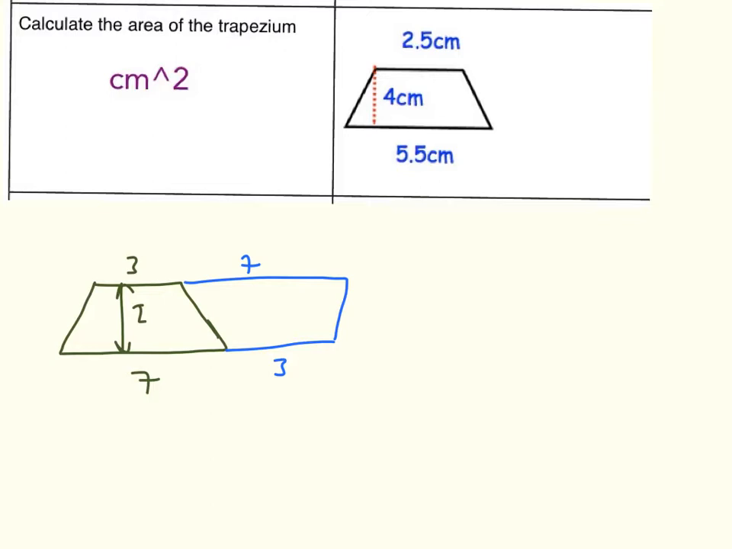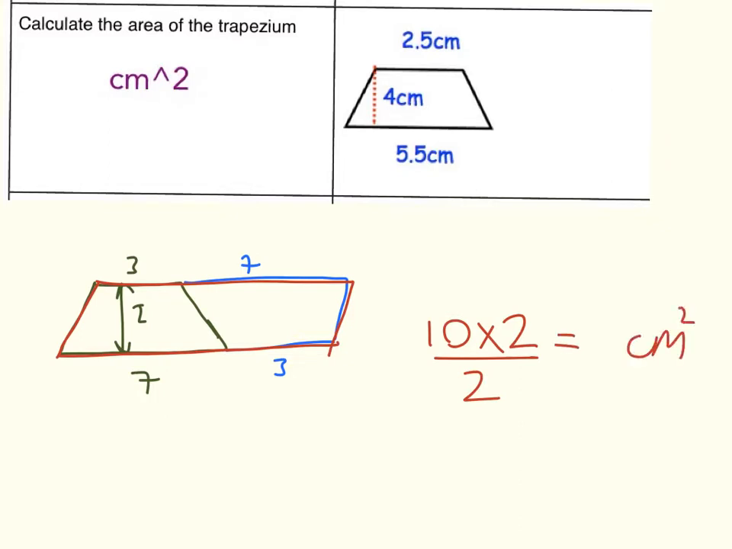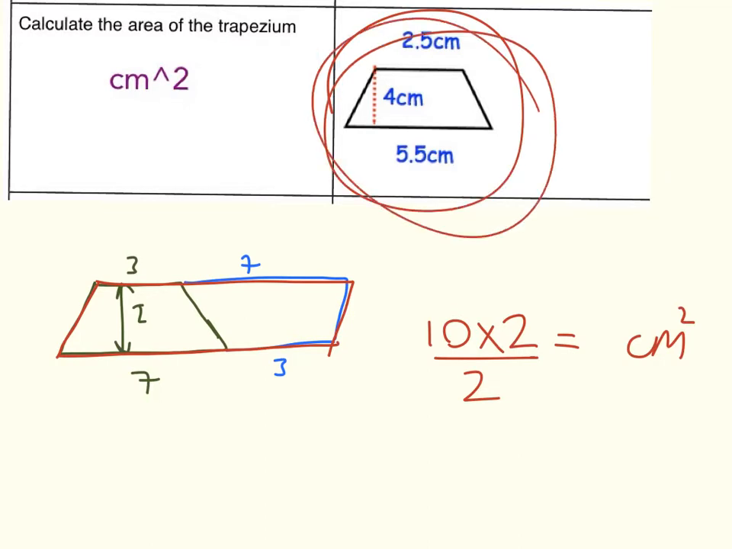So what I've really got there is a parallelogram, okay? And the area of a parallelogram is base times height. So I would need to do the base, which is now 7 plus 3, so it's 10, times 2 will give me the area of that parallelogram. But I don't want both of those trapeziums. I only want one of them, and they're identical. So if I divide my answer by 2, then I'll be able to get the area of one of those trapeziums. See if you can do it for that question on your work.